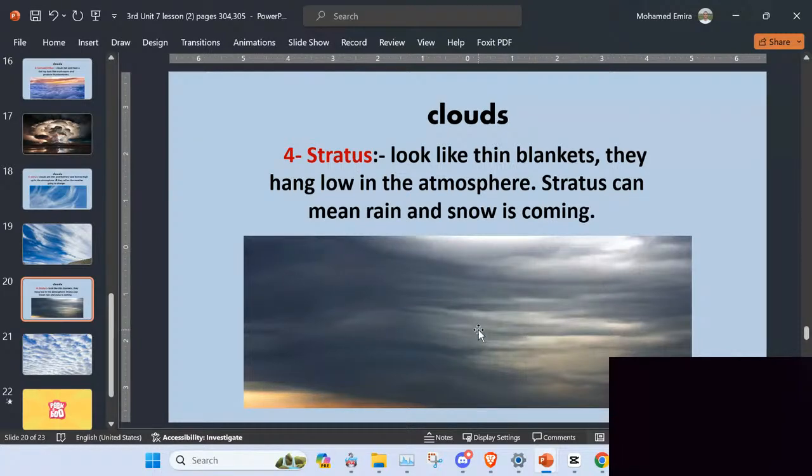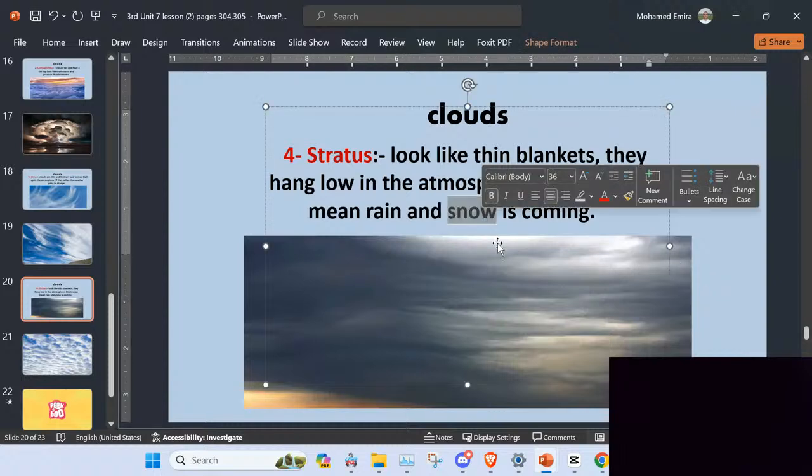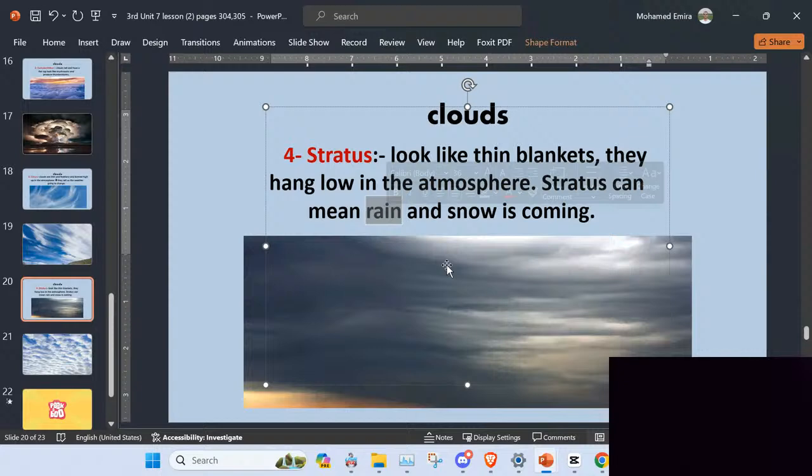And it's so clear. When you see the sky like this, when you see the clouds look like this, immediately you know that there will be rain. Okay? But if the weather is too cold, not like here in Saudi Arabia, but outside of Saudi Arabia, and the clouds in the sky are stratus, there will be snow. So it depends on the temperature. If the temperature is too low, there will be snow. If it's a little bit higher, there will be rain.